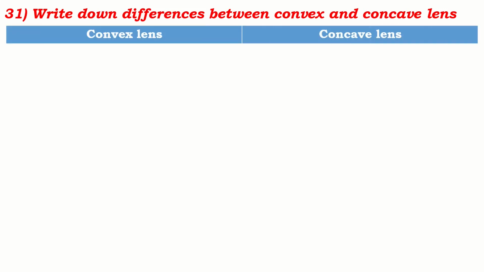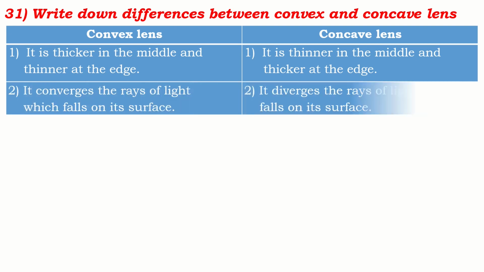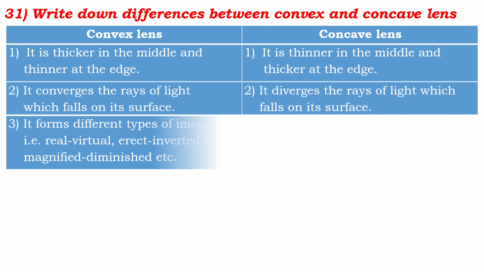Okay, now let's go to another question. Write down differences between convex and concave lens. There are many differences. Few of them are here. Convex lens, concave lens. The first difference is definition. Convex lens is thicker in the middle and thinner at the edge, but concave lens is thinner in the middle and thicker at the edge. And convex lens converges the rays of light which fall on its surface, but concave lens diverges the rays of light which fall on its surface.